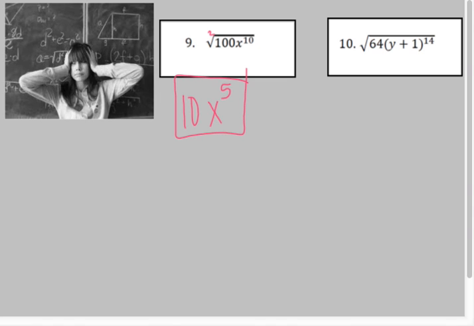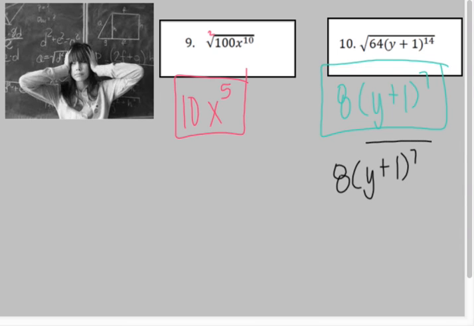And then number 10, very similar to number 8. So I would say, well, the square root of 64 is 8. Then 14 divided by 2 gives me 7. And I cannot break that up any further, so there's my answer. It is, if you can't see it, 8 times (y plus 1) to the 7th.